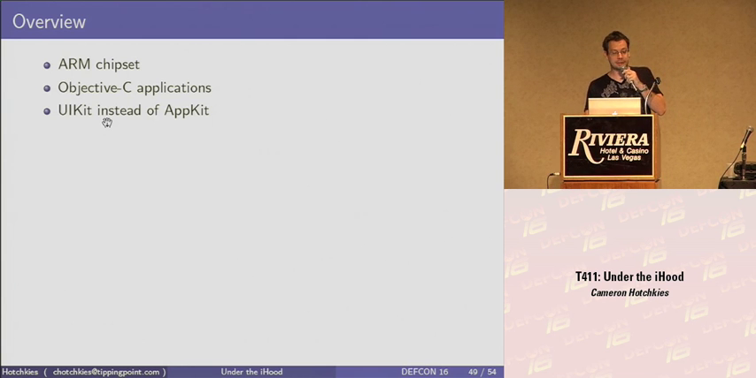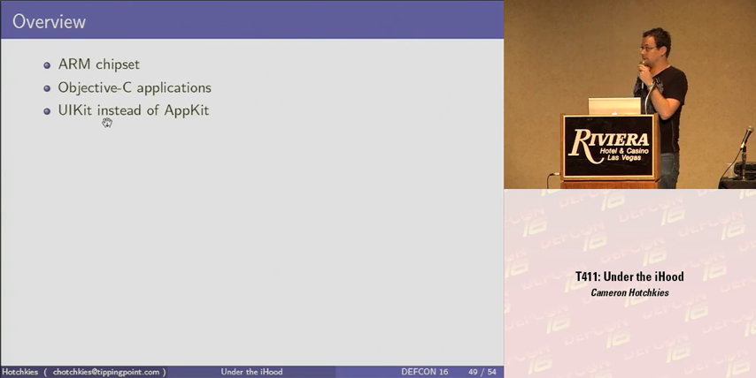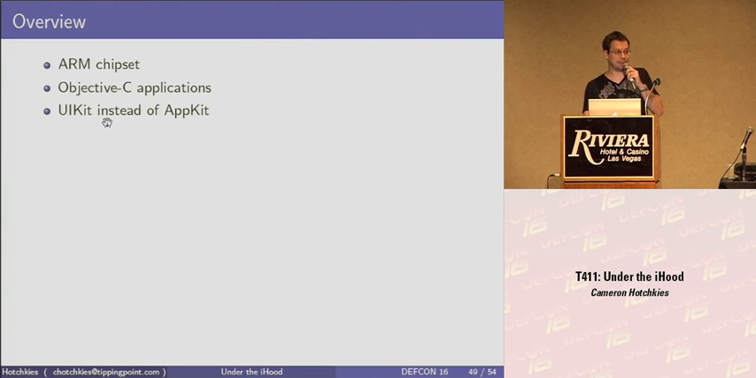Now, the iPhone, it's an ARM chipset as opposed to the PPC and x86 that you're going to be looking at on regular Macs. It's Objective-C applications, so that's why I still covered all that stuff. And it uses UIKit instead of AppKit, which means you're going to be dealing with slightly different controls when you're looking at the binaries. The biggest thing is going to be ARM. If you don't know ARM, then you're just going to be like, wow, this is messed up.